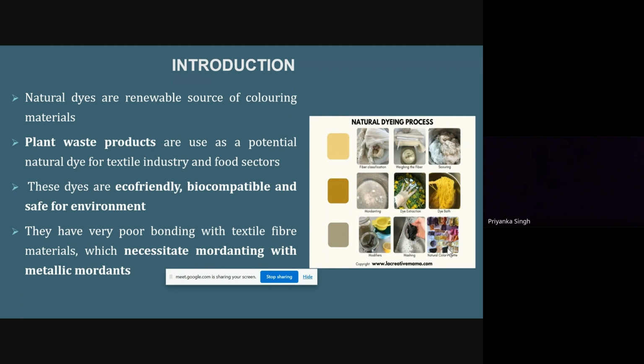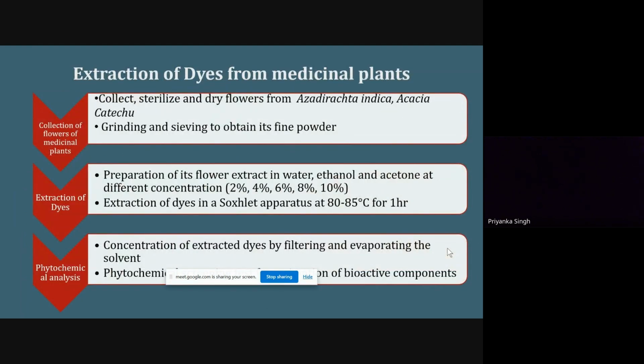So in this work, firstly we have taken the dry flowers from the Azadirachta indica, and then we have sterilized it properly. After that, we have ground it, and then we have prepared the different extracts with organic solvents like ethanol, acetone, by taking the concentration from 2% to 10%. Then we have extracted the dye by using the Soxhlet apparatus at 80 to 85 degrees Celsius. And after that, we have filtered out this extracted dye from the solvent. And further, we have done the phytochemical screening and the antimicrobial property study for this dye.